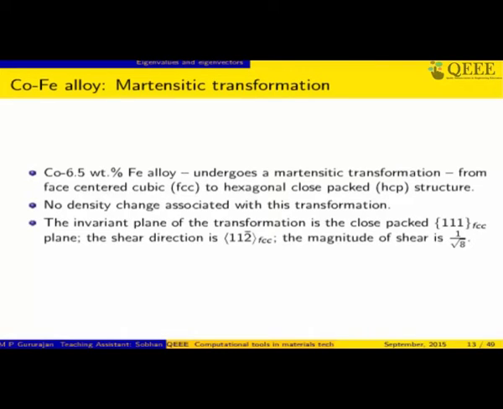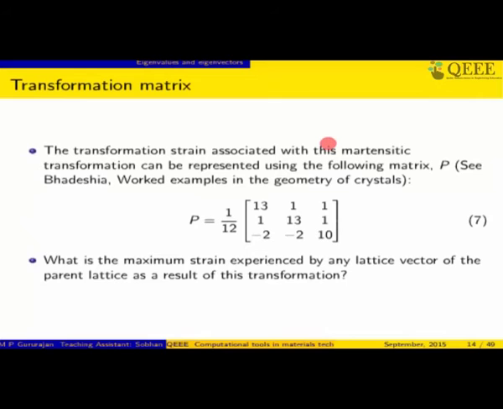Okay. Now given this information, what do we know? We know that the density does not change, which means that there is no volume change, but there is a particular plane which remains undistorted, and the overall transformation can be understood as a shear of a particular magnitude along a particular direction. So this is the information that we have about the transformation. Now if this information is given, you are asked the following: what is the maximum strain experienced by any lattice vector of the FCC lattice as a result of this transformation?